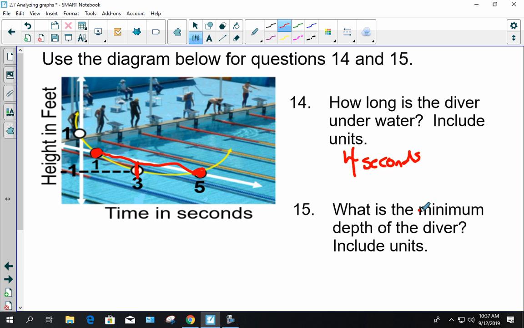Now I'm going to change this. What is the maximum depth of the diver? How far down does he go? He goes 1 foot underwater. See, this is height in feet. He goes 1 foot underwater. Can you say -1? Yeah, it's underwater. You can say -1. But 1, -1, in my opinion, same thing.